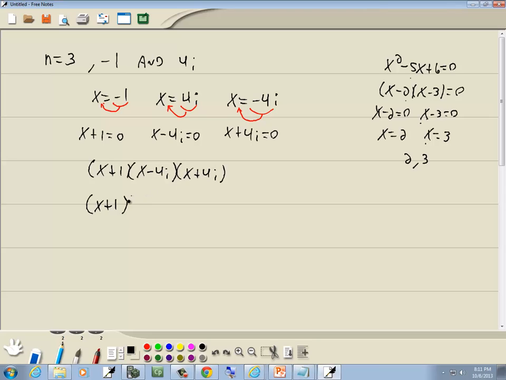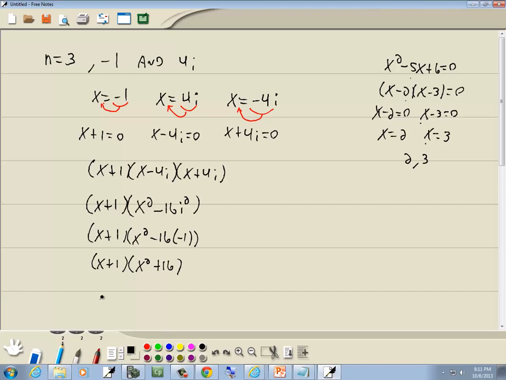Now, when you got conjugates, all you have to do is multiply your first parts together. X times x is x squared. And your last parts, -4i times 4i gives us -16i squared. Now remember, i squared is equal to -1, so we can replace that. And that gives us x plus 1 times x squared, -16 times -1 gives you a positive 16.